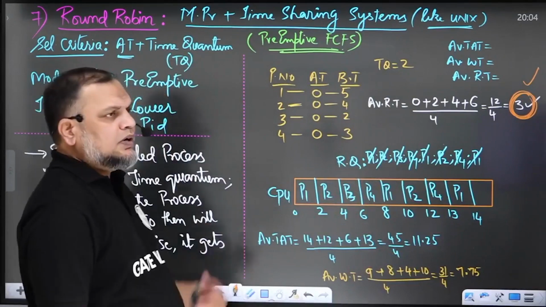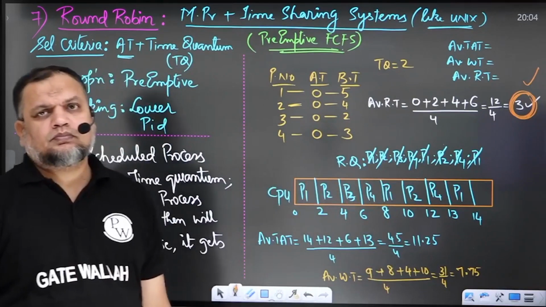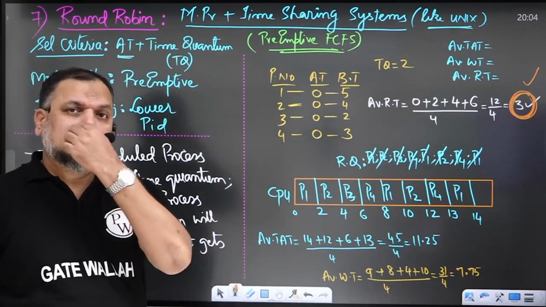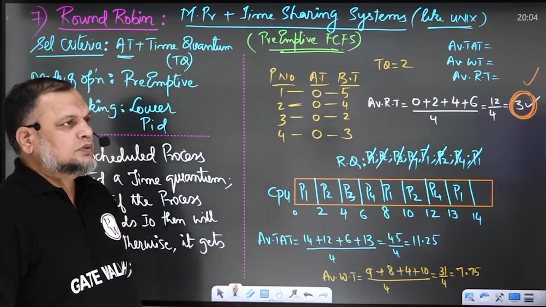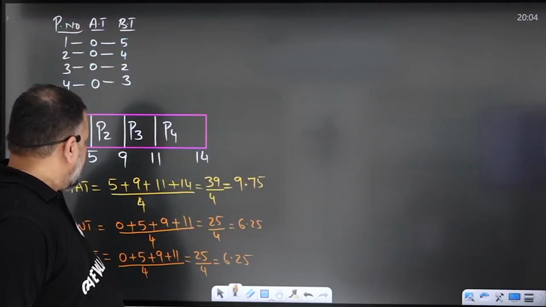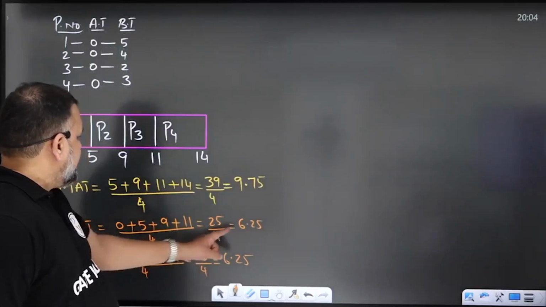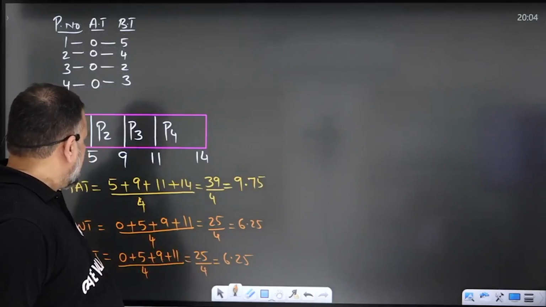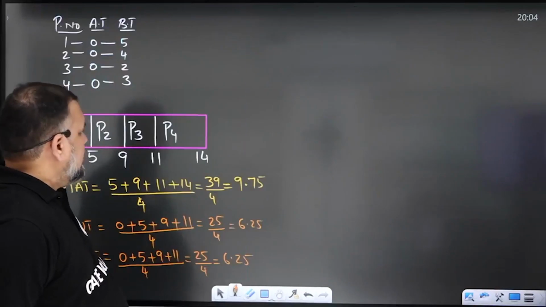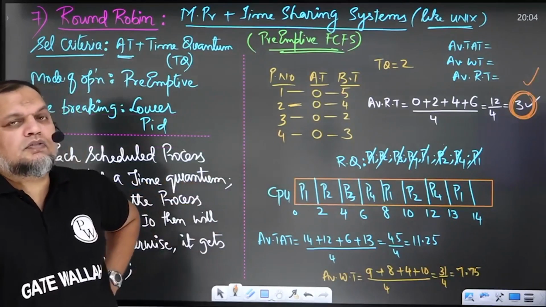Why? Because I have more context switches. So that's why it waits. The average waiting time of FCFS is better. Average waiting time of FCFS is 6.25, response time 6.25. But the advantage of round robin, as you see here, is better responsiveness.